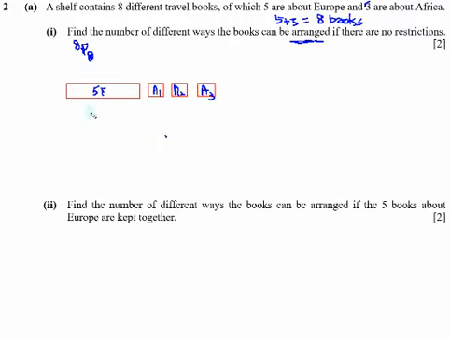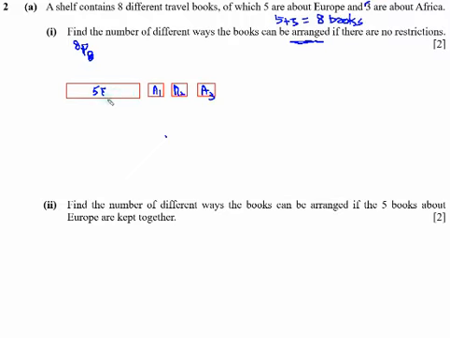Okay. Now, let's say we consider this one of the arrangements whereby Africa 1 occupies the second spot, Africa 2 occupies the third spot, and Africa 3 occupies the fourth spot. Okay, and then the first spot is occupied by the 5 Europe books. Now, with this specific arrangement of the Africa books 1, 2, and 3, these 5 books here, actually we can arrange them.